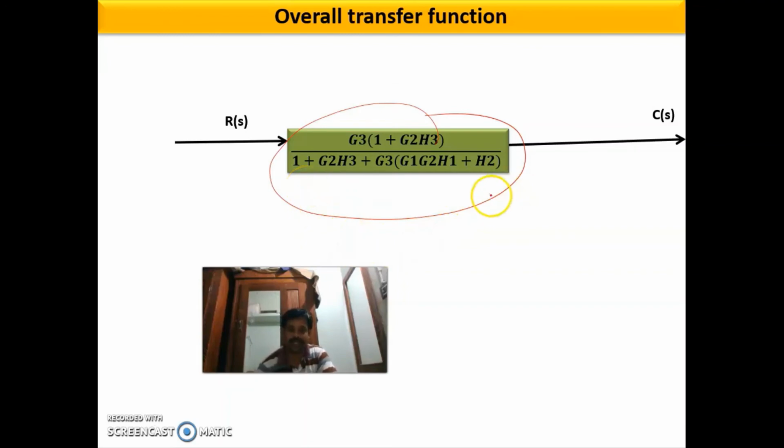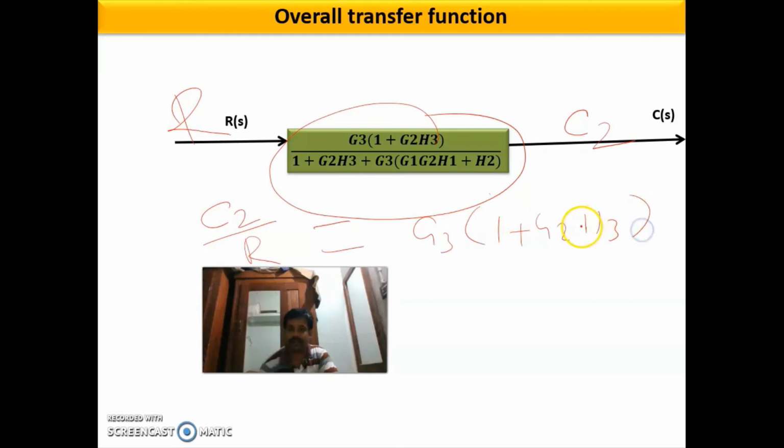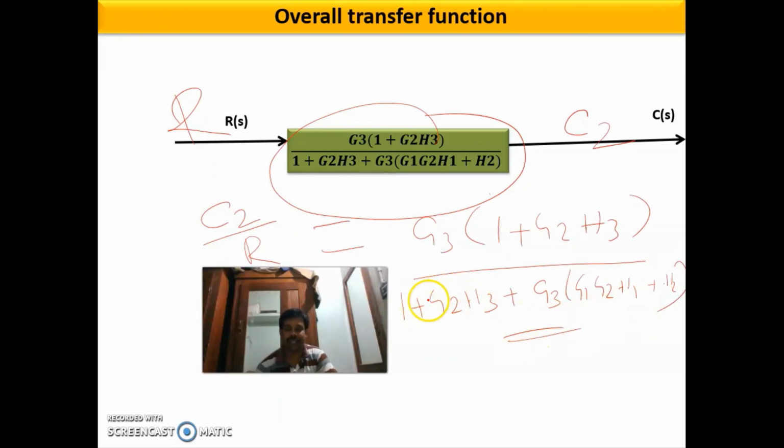So when considering the second case, you can take the output as C2, and the input is R. So the overall transfer function C2 by R is equal to G3 into 1 plus G2H3 divided by 1 plus G2H3 plus G3 into G1 G2 H1 plus H2. This is for the second case.